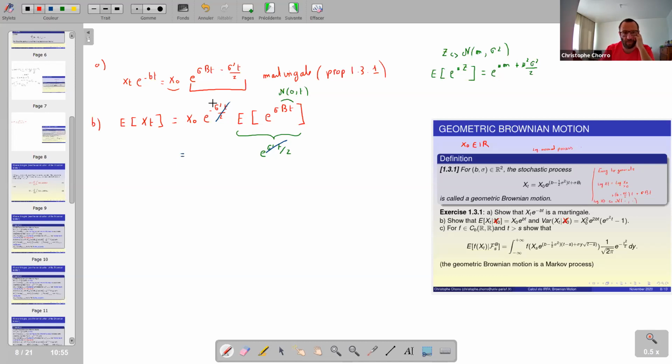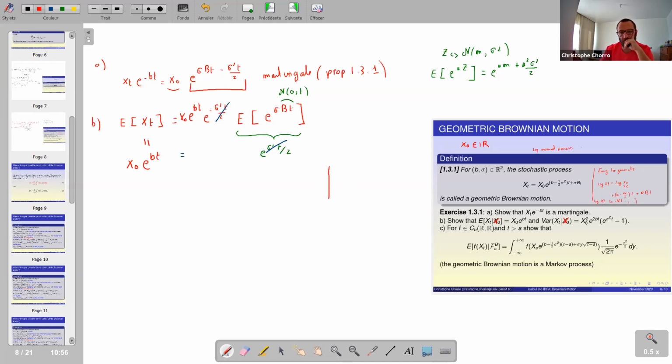I have forgotten something here. When I wrote this, I forgot the part with the b. So we are going to erase. Here you don't have simply X_0, you have X_0 exponential of bt. So I have this, and then since I have a simplification between these two terms, I obtain at the end that this expectation is equal to X_0 exponential of bt.